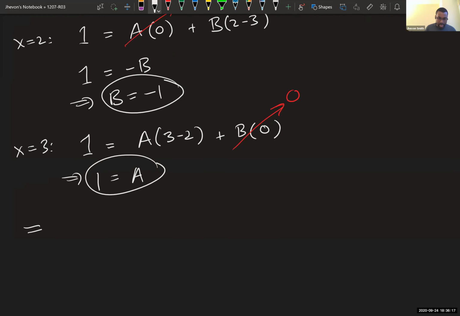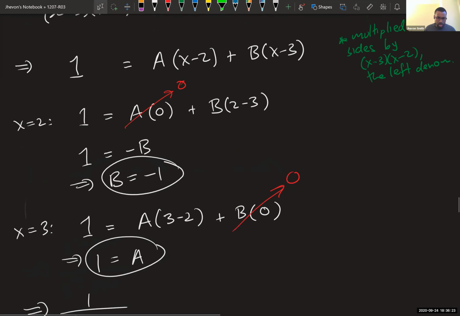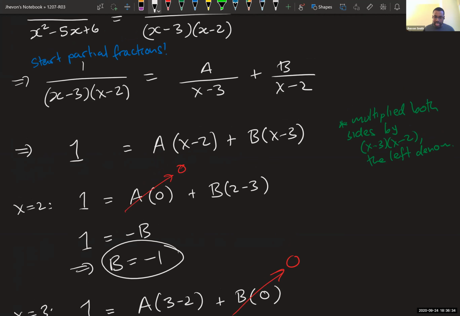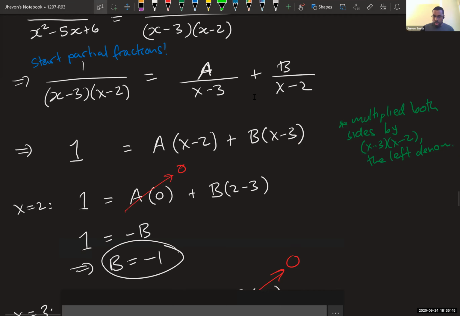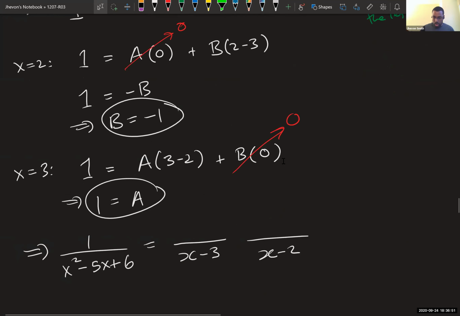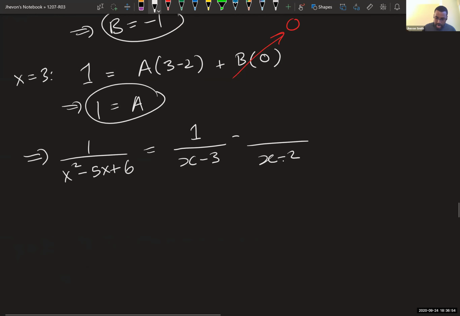So now I can go back. What was the original? 1 over x squared minus 5x plus 6. And I said, I know it's something over x minus 3 plus something over x minus 2. What's on top of the x minus 3? Well, that's A. A is on top of the x minus 3. Someone got kicked out of the room just now. Let them back in. My A is the number over the x minus 3, and I just found that my A is 1. I also found that my B is minus 1. And so this would give me 1 over x minus 3 minus 1 over x minus 2.